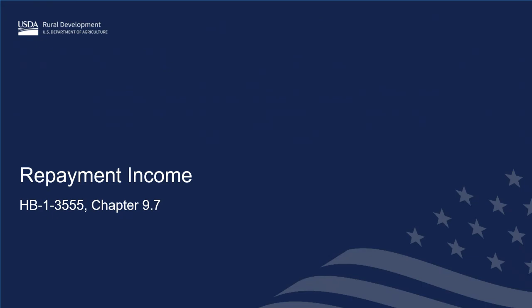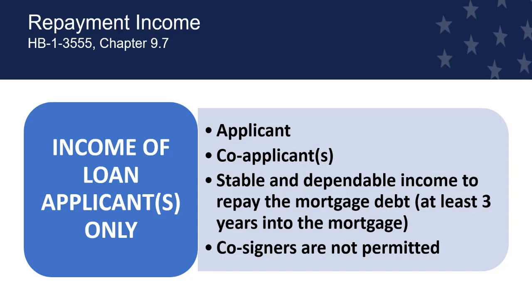Up next is repayment income. This income can be reviewed in Chapter 9.7. Repayment income is used to determine if the applicants have sufficient income to repay the mortgage in addition to any recurring debts. It's important to remember that repayment income calculations are often different from the calculation of annual and adjusted annual income. This is because we only use the stable dependable income for those who will be parties to the note. We are not counting the income of all adult household members, only those signing the note.